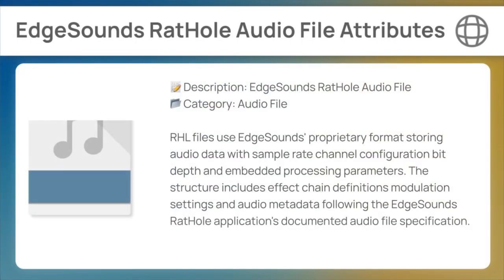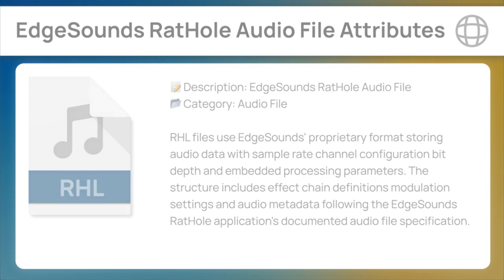RHL files use EdgeSounds proprietary format, storing audio data with sample rate, channel configuration, bit depth, and embedded processing parameters. The structure includes effect chain definitions, modulation settings, and audio metadata following the EdgeSounds RatHole application's documented audio file specification.